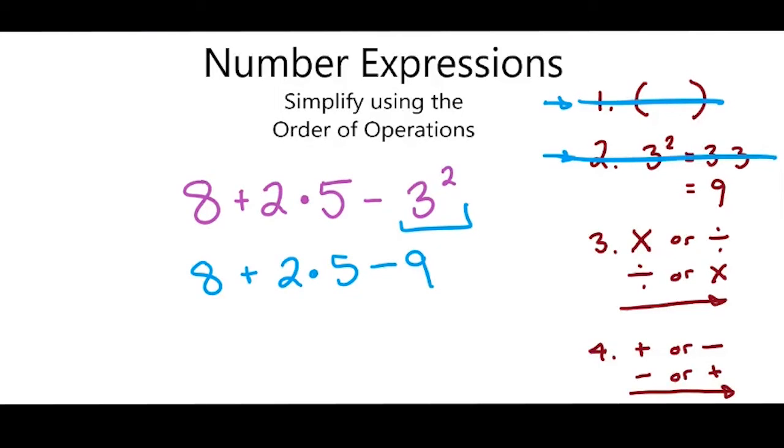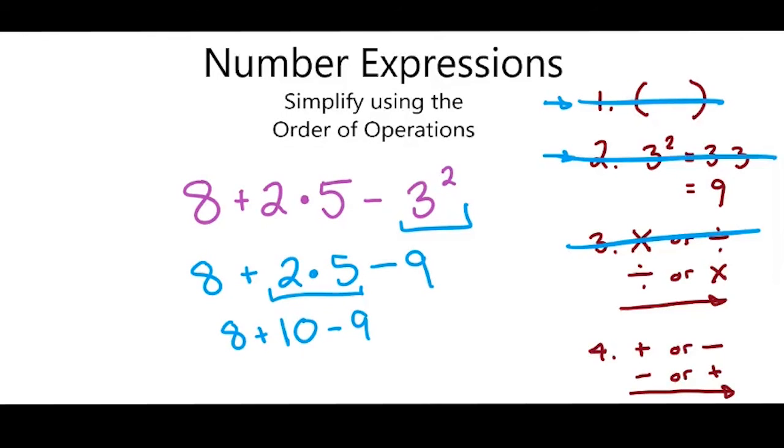Next I will do multiplication and division from left to right. So I look to see what I have, and from left to right, all I have is a little bit of multiplication here. So let's do that. So I have 2 times 5. So I have 8 plus, well, 2 times 5 is 10 minus 9. Well, all done with multiplication and division. Now we are on step 4. So I will do adding and subtracting from left to right.